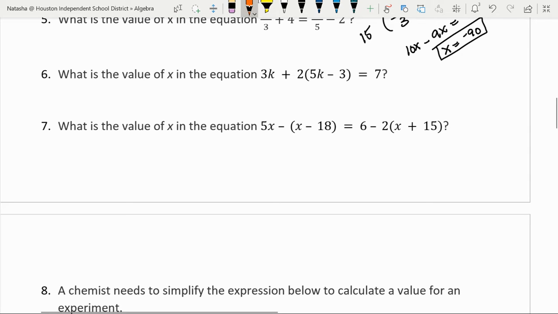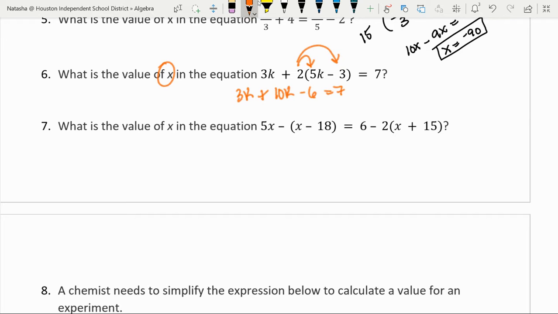All right, so we're going to continue right along and talk about the next question. I'm going to distribute, we want to know what the value of k is in this equation. So I'm going to rewrite this and simplify this. This is going to become 3k plus 2 times 5k, which is going to give me 10k, 2 times negative 3, which is going to give me negative 6. This is then going to be equal to 7.